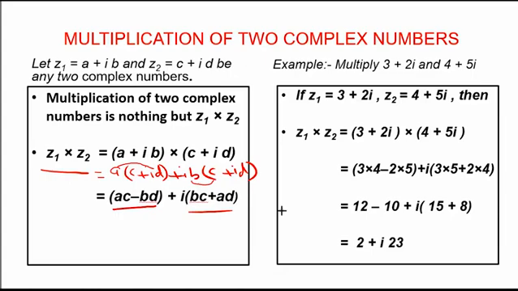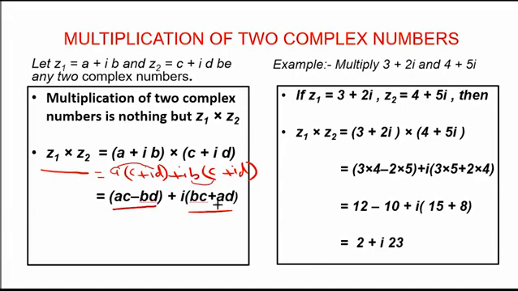So multiplying any two complex numbers gives ac minus bd. In between you put the symbol of minus, plus: the first complex number's real part and the second complex number's imaginary part, you multiply ad into i, and the first complex number's imaginary part and the second complex number's real part, if you multiply, i into bc, in which if you take i, iota, common, you will get bc plus ad.